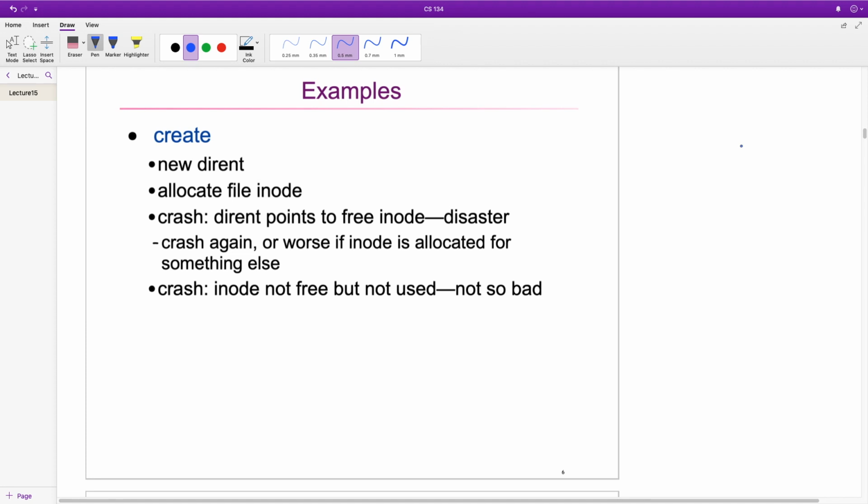So we do a create, we talked about this. The new directory entry, the file node. We might have a directory entry pointing to the free inode, and that's really bad. If the inode is allocated for something else, oh my gosh, that wouldn't be good at all.